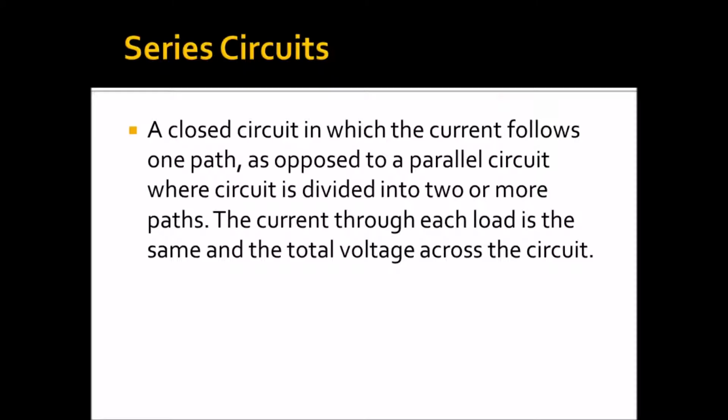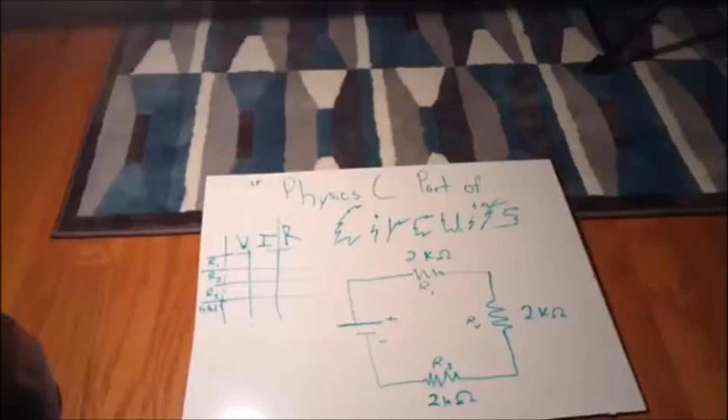Thank you, Mr. Rabbit. A series circuit is a closed circuit in which the current flows one path, as opposed to a parallel circuit where a circuit is divided into two or more paths. The current through each load is the same, and the total voltage across the circuit is the same also.